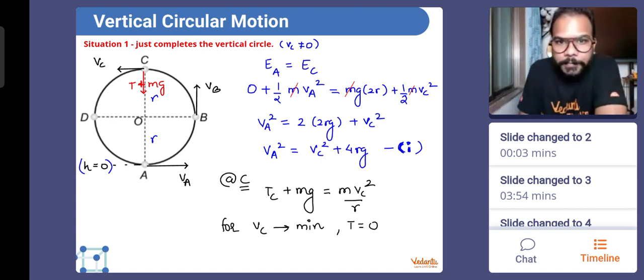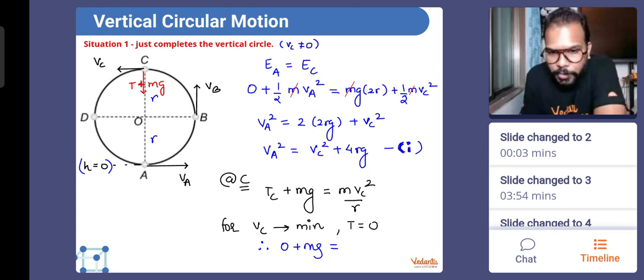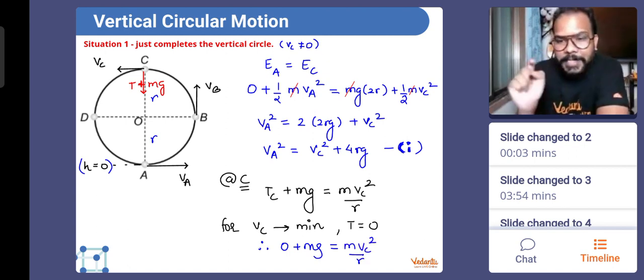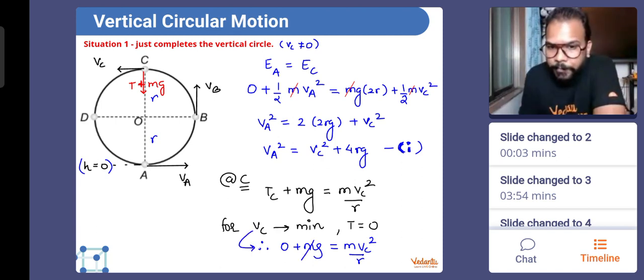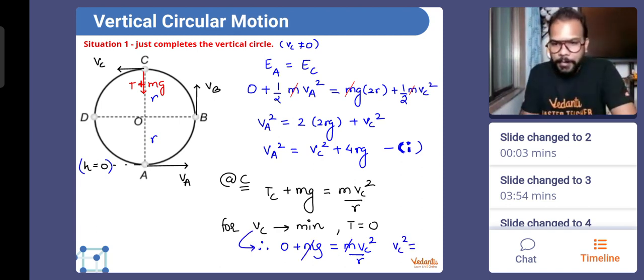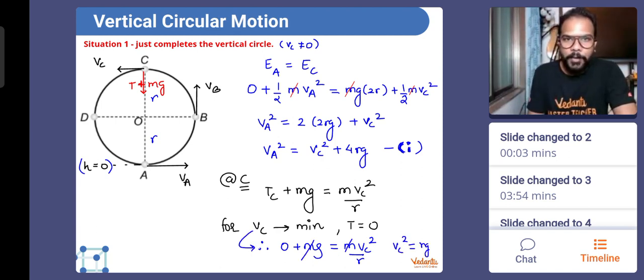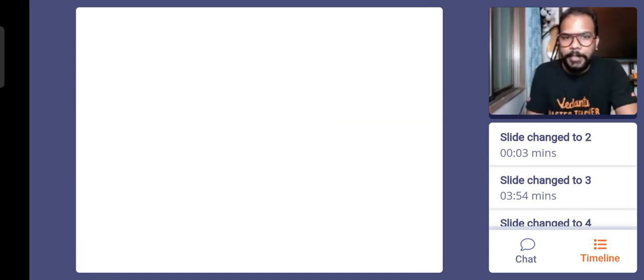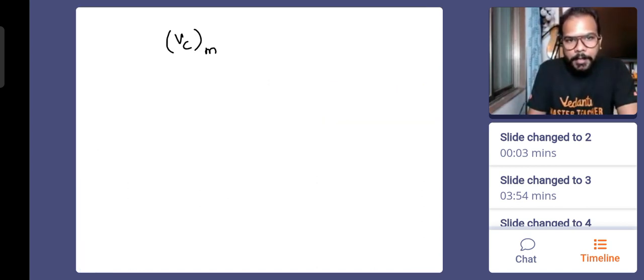Are you guys getting it? Feel it? Okay. Therefore, 0 plus mg will be equal to mvc square by r. By the way, this vc is now vc minimum. I'm not writing it as vc minimum, but this is vc minimum. Okay, everyone? So m cancels. What am I getting vc square as? vc square comes out to be rg. Have we got the value of vc minimum? Under root rg, we get it. Okay, taking it on the other slide for all of you. vc minimum came out to be under root rg.